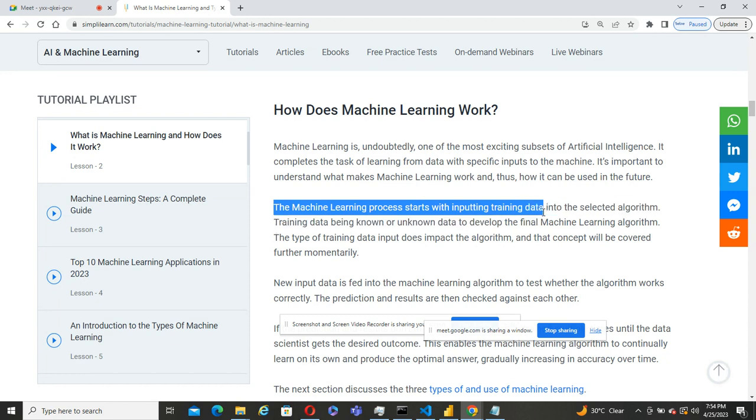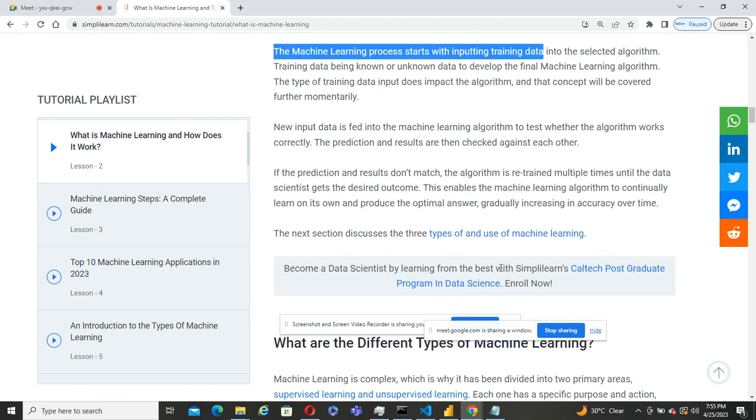So maybe you have a data set. After today's class, I will send you a link in the course of the week to download data sets so that you can have a look at how a data set looks. Right. Now, start with inputting training data into a selected algorithm. This training data, being known or unknown, is used to develop the final machine learning algorithm. The type of training data input impacts the algorithm, and that concept will be covered very soon. New input data is fed into the machine learning algorithm to test whether the algorithm works correctly.